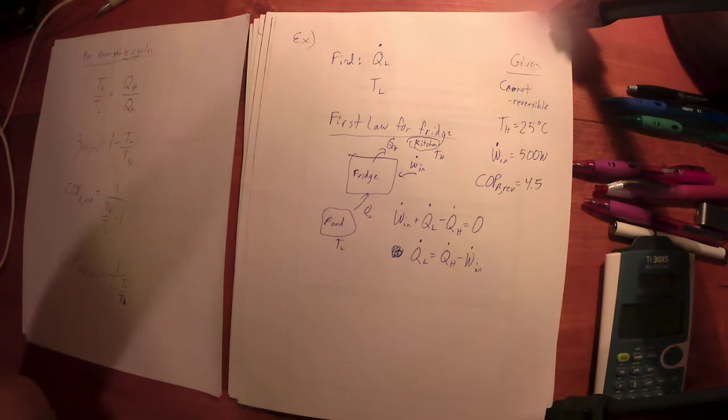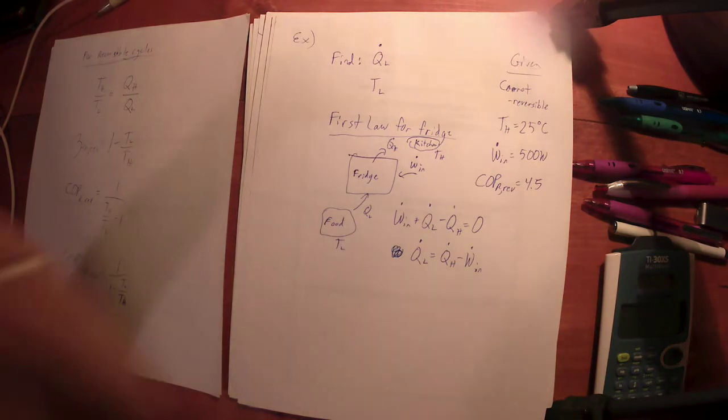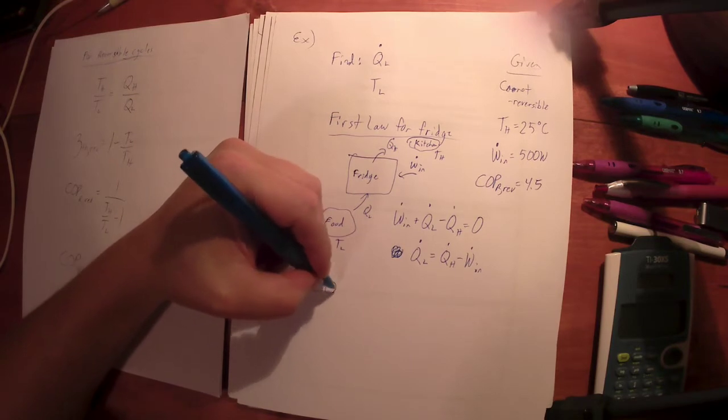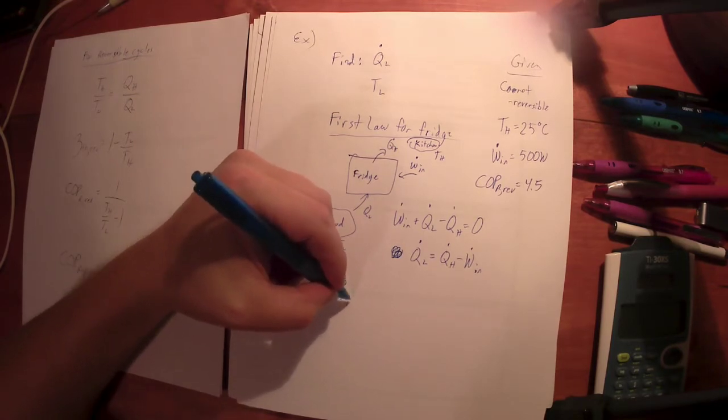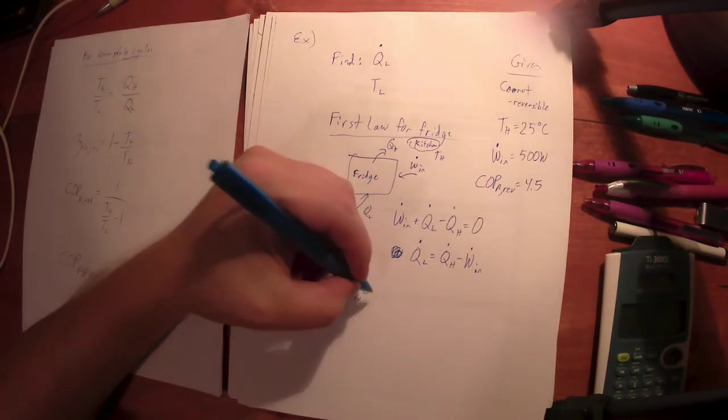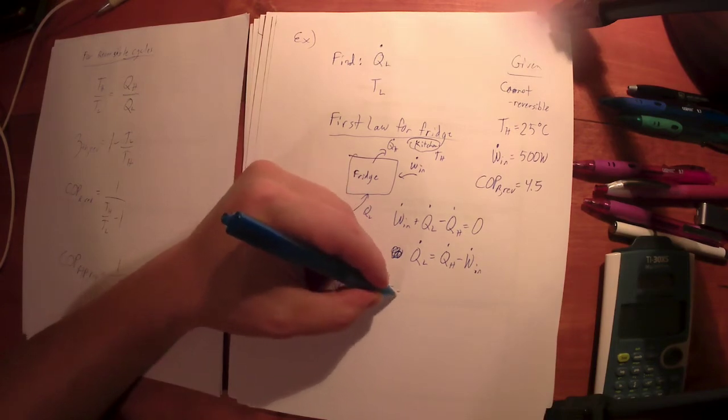So I don't think that's going to help me. So what else do we know? Well, we also know the coefficient of performance for the refrigerator. Now, again, we know it's reversible. We know the value is 4.5. But what do we know about this?